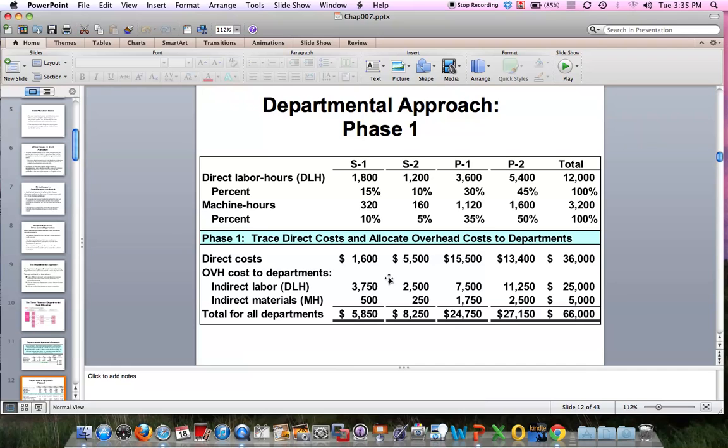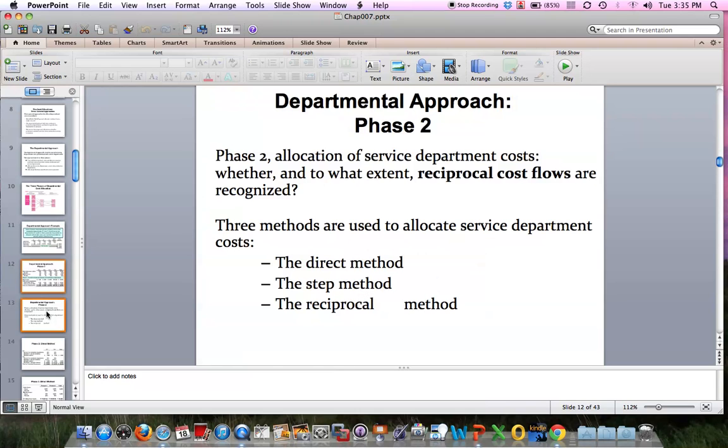And then we've got 5,000 of indirect materials allocated based on these percentages based on machine hours right here, 10, 5, 35, and 50. So 10% of 5,000 is 500, 15% of 25,000 was 3,750. And the book does a good job of showing you each of these calculations. Okay, so that was the departmental approach, phase 1.